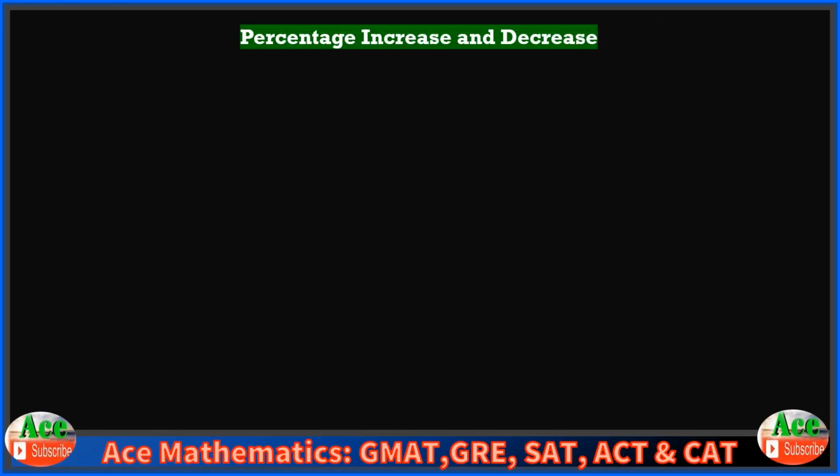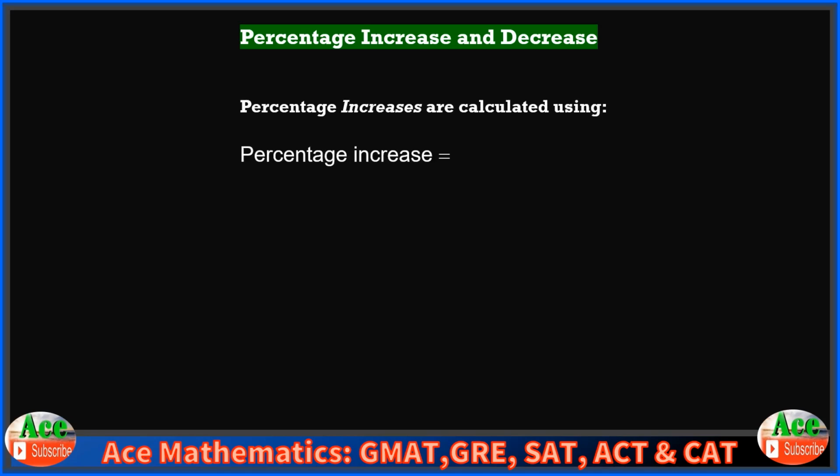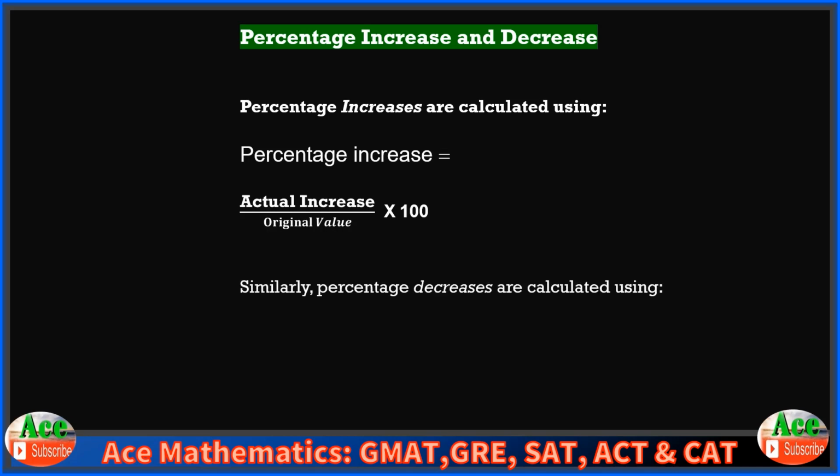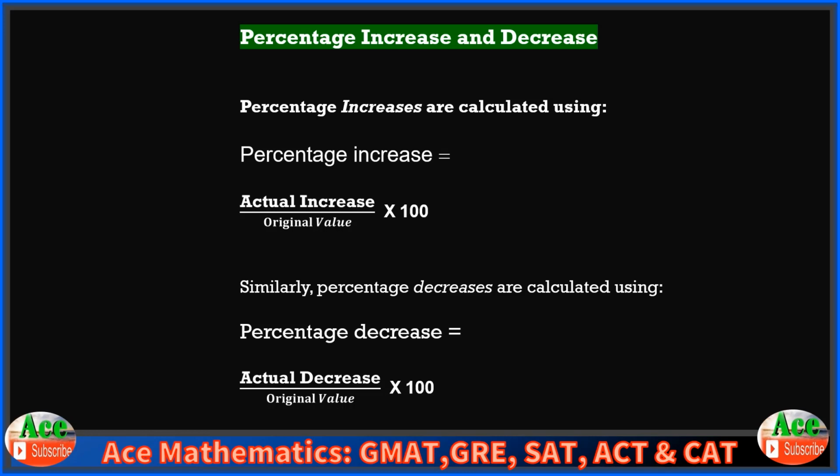Percentage increase and decrease. Percentage increases are calculated using the following formula. Percentage increase is equal to actual increase upon the original value multiplied by 100. Similarly, percentage decrease is equal to actual decrease upon the original value multiplied by 100.